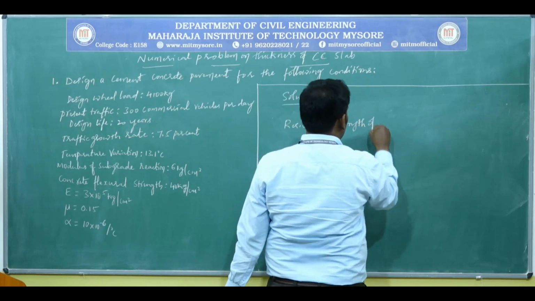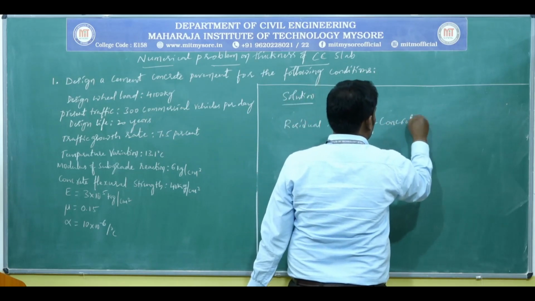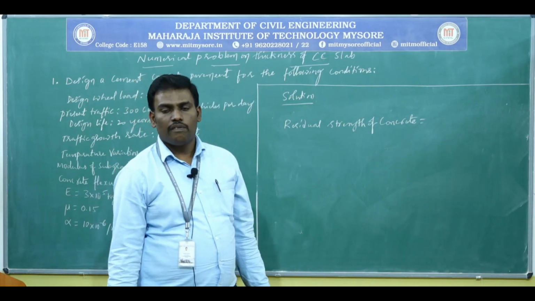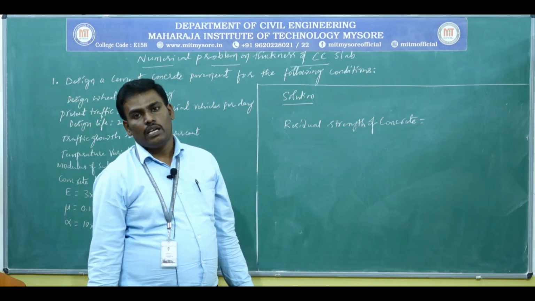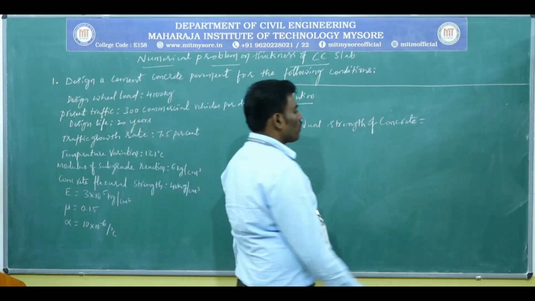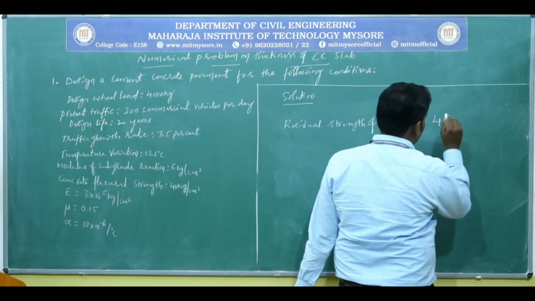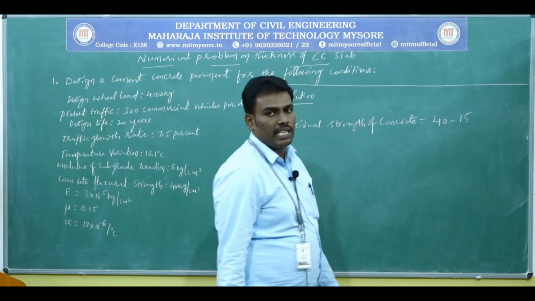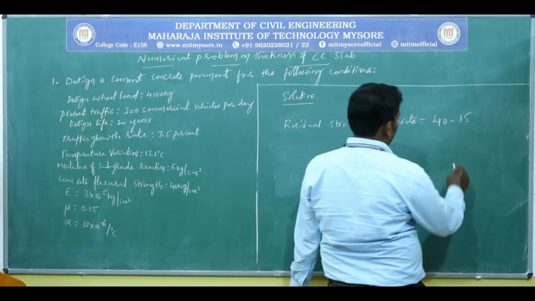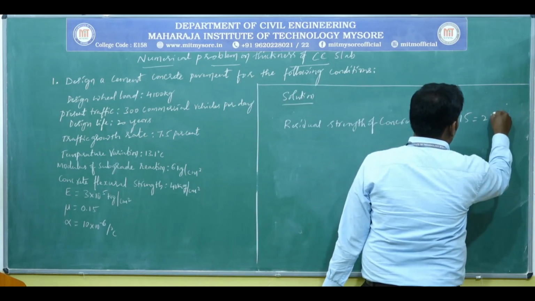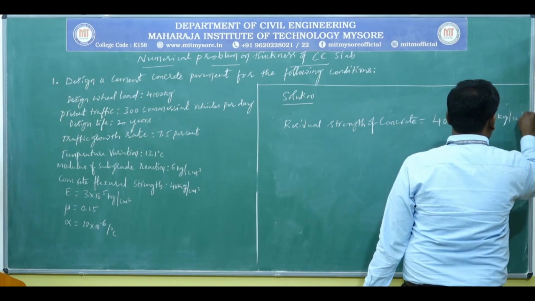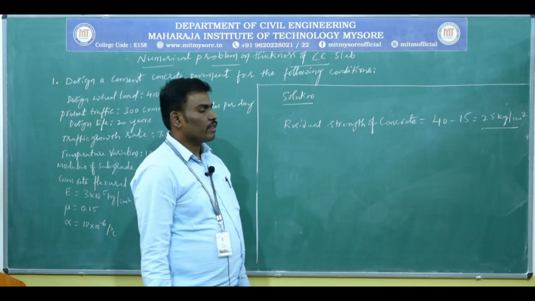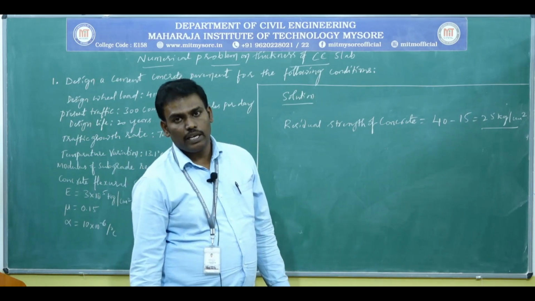Residual strength of concrete. We know that residual strength of concrete is the difference between the flexural strength of concrete and the temperature stress at the edge region. We have flexural strength of concrete about 40 and 15 is the temperature stress at the edge region. 40 minus 15, you get about 25 kg per centimeter square. 25 kg per centimeter square is the residual strength of concrete.